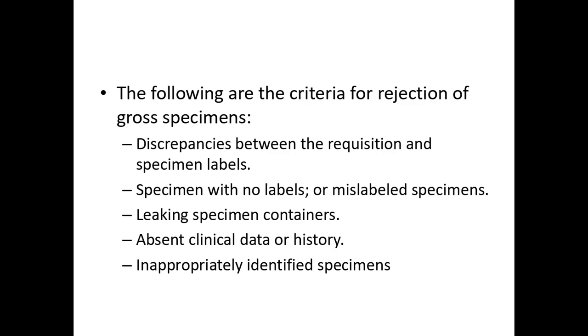So for example, in the requisition form, left kidney. But with the sample, it's right kidney. So, very different. Specimen with no labels or mislabeled specimens. Different name in the requisition form, different name in the container. Leaking specimen containers. Absent clinical data or history. Because this information is very important.